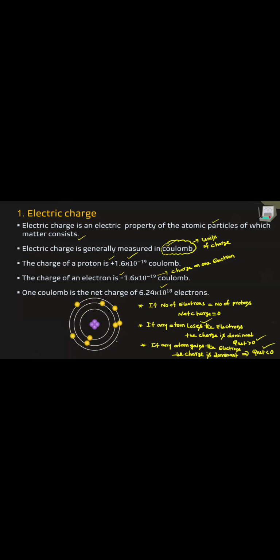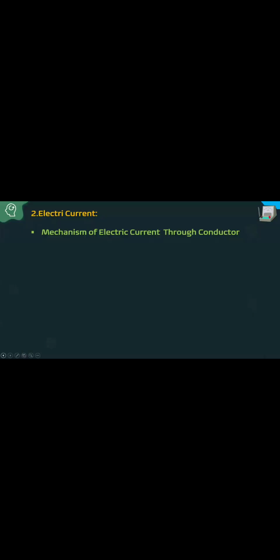This is about electric charge. Electric charge is the property of atomic particles of which matter consists. The charge is measured, and you represent electric charge with either small q or capital Q. Before defining electric current, I have to explain the mechanism of electric current through conductors.